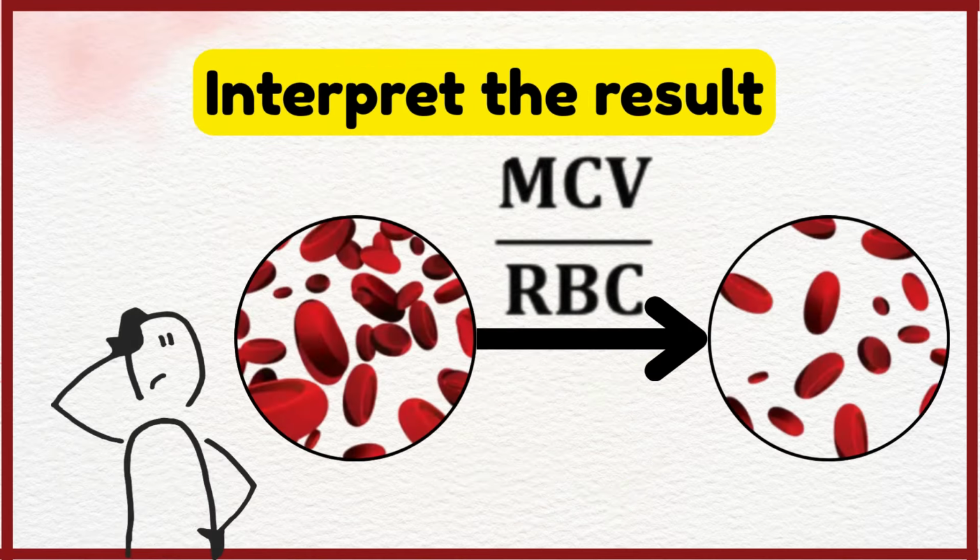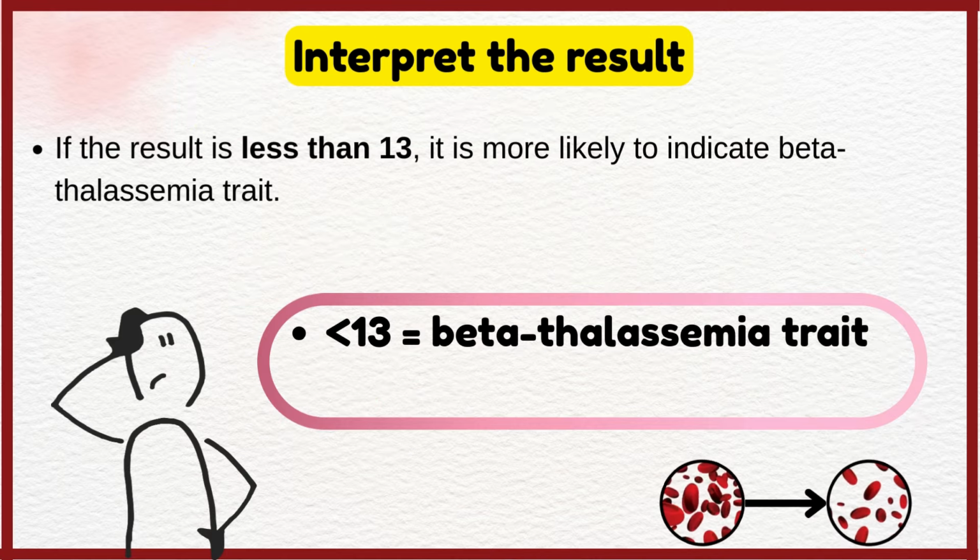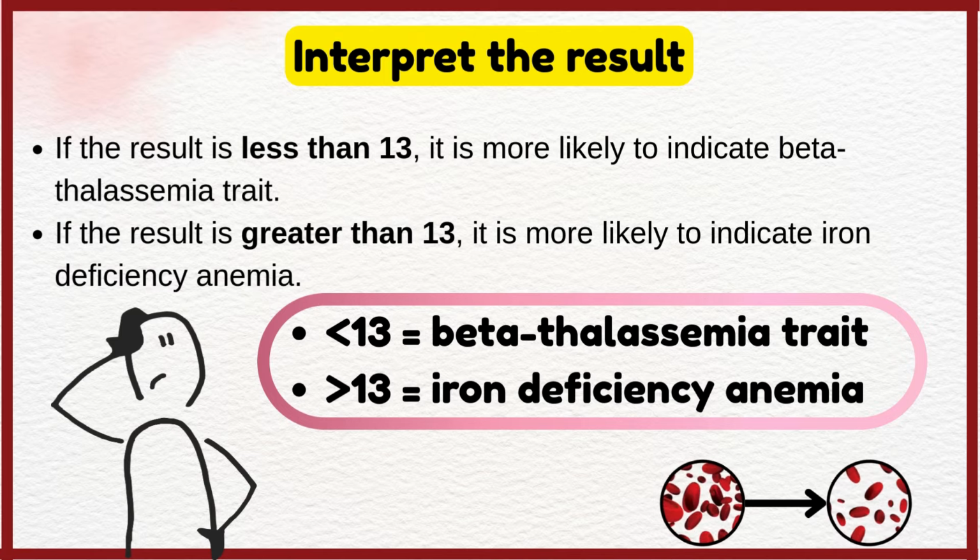Interpretation of the result. If the result is less than 13, it is more likely to indicate beta-thalassemia trait. If the result is greater than 13, it is more likely to indicate iron deficiency anemia.